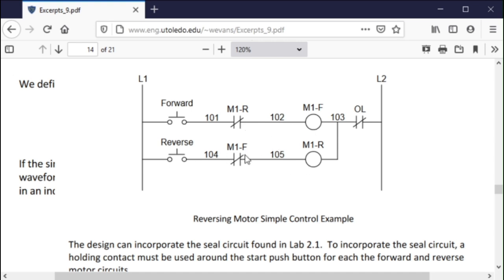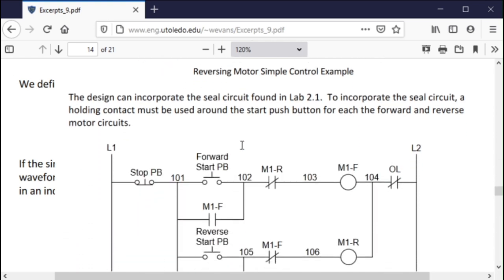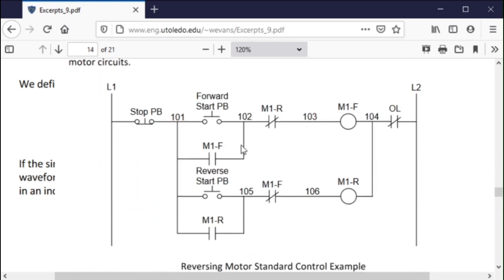And you notice there's an interlock here that says if you're in the other direction, you can't start the other one. So that would give you an electrical way of making sure that you can't start both directions at the same time, because that would be catastrophic.